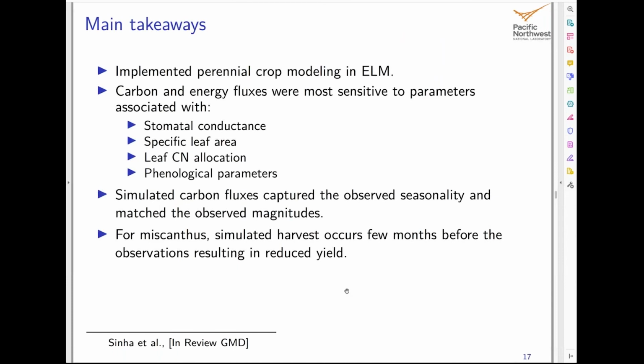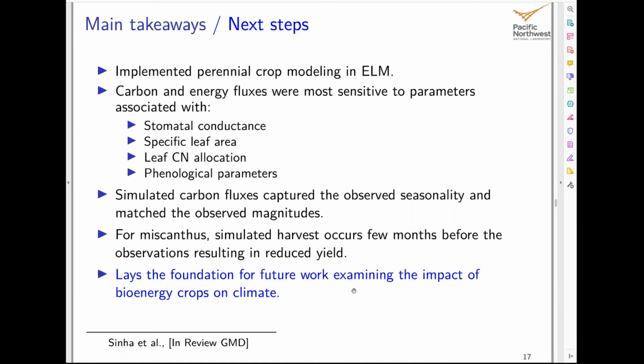So just to sum up the main takeaways, we implemented perennial crop modeling in ELM, and carbon and energy fluxes were most sensitive to parameters associated with stomatal conductance, specific leaf area, leaf carbon nitrogen allocation, and phenological parameters. The simulated carbon fluxes captured the observed seasonality and matched the observed magnitudes closely. However, for miscanthus, the simulated harvest occurs a few months before the observations, which results in reduced or biased yield values. And this work lays the foundation for future work that can examine the impact of bioenergy crops on climate itself, and especially utilize those SSP scenarios with large increases in bioenergy cropland area and see how that will impact climate.